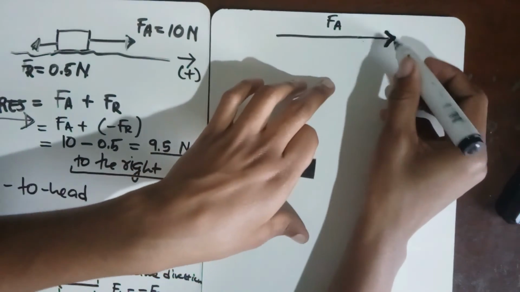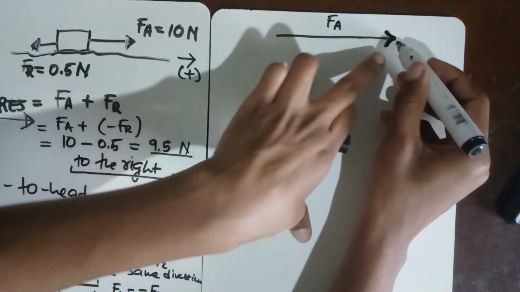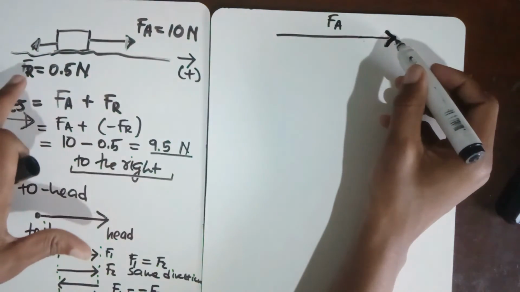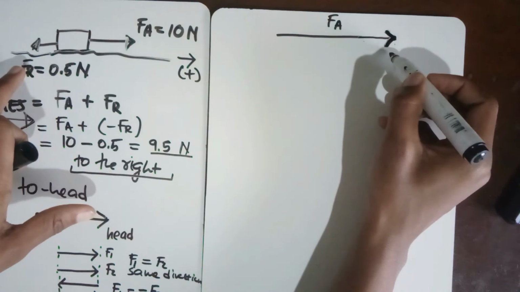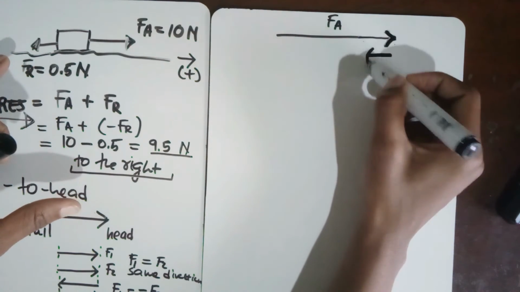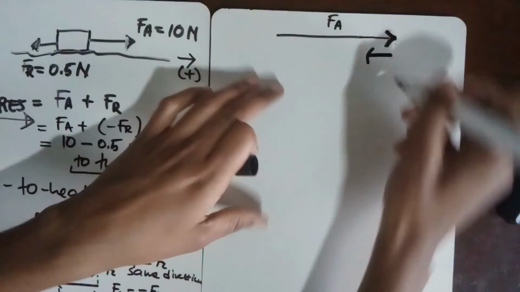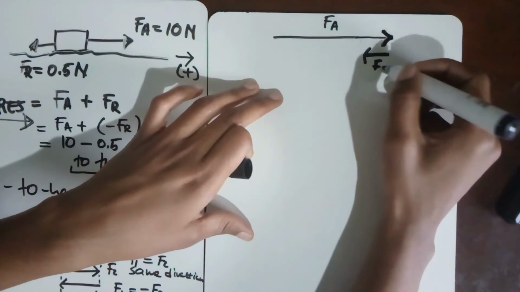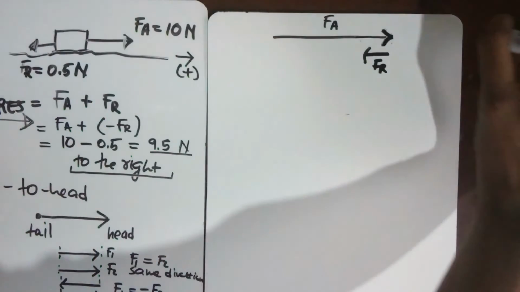So I'll just draw my second vector, and the tail of the second vector will be at the head of the first vector. So it will somewhat be there. Now I'll call this FR. And as you can see, it's still acting in this direction, and FA is acting in that direction.